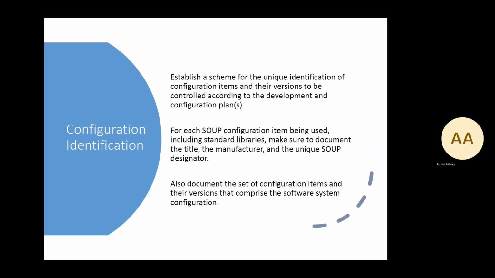For each SOUP configuration item being used, which includes standard libraries, make sure to document the title, the manufacturer, and the unique SOUP designator. Also document the set of configuration items and their versions that comprise the software system configuration.